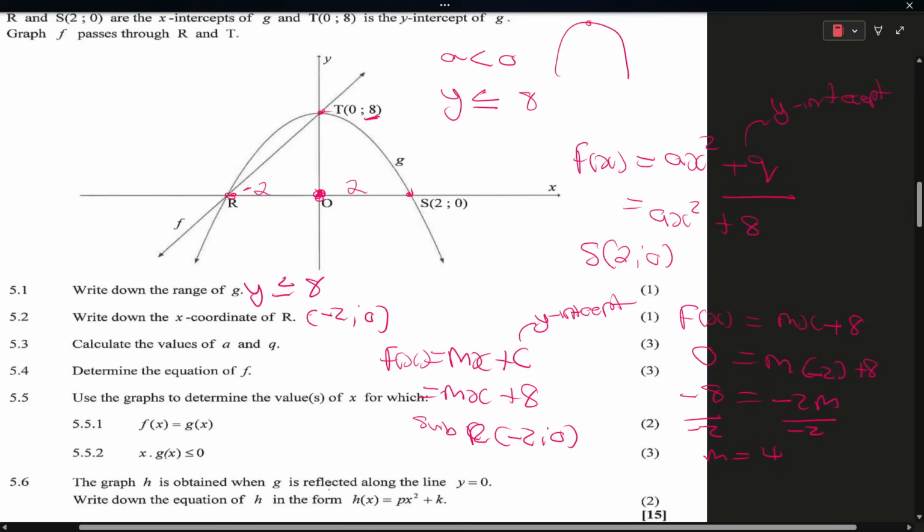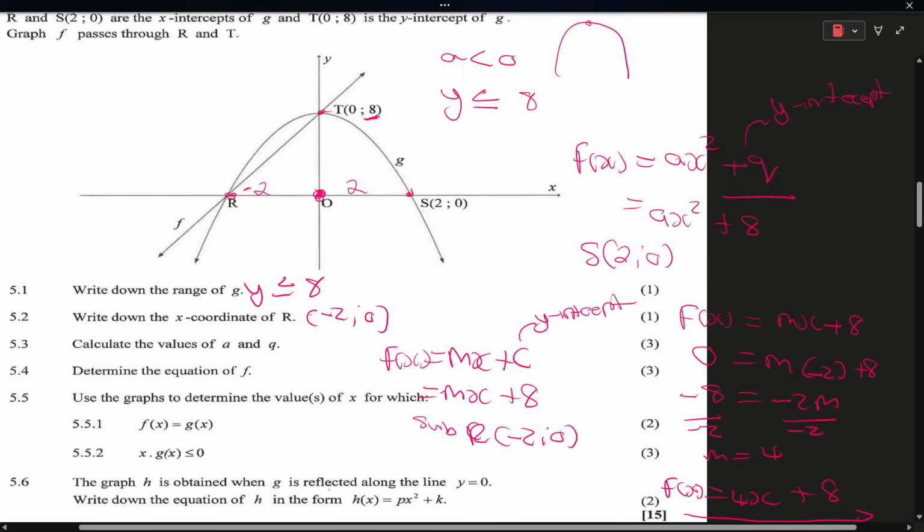Okay, now let's substitute everything back to the equation. F at x is equals to, what is the value of m? 4x. What is the value of c? Plus 8. That is our equation, class. That's how we solve this equation.